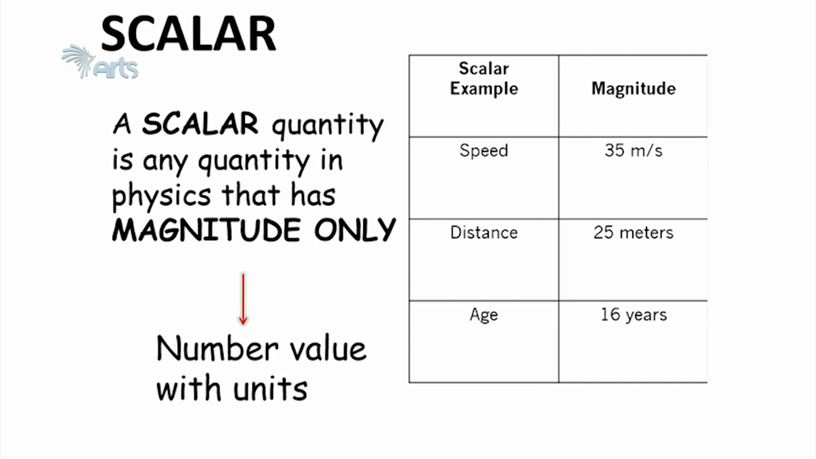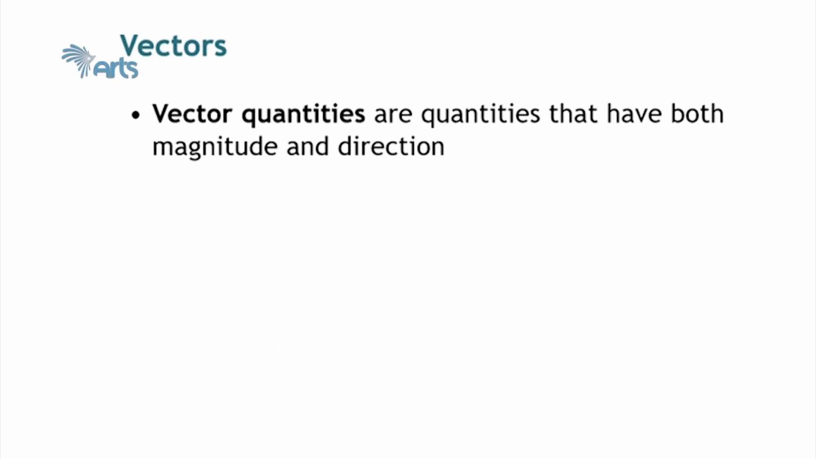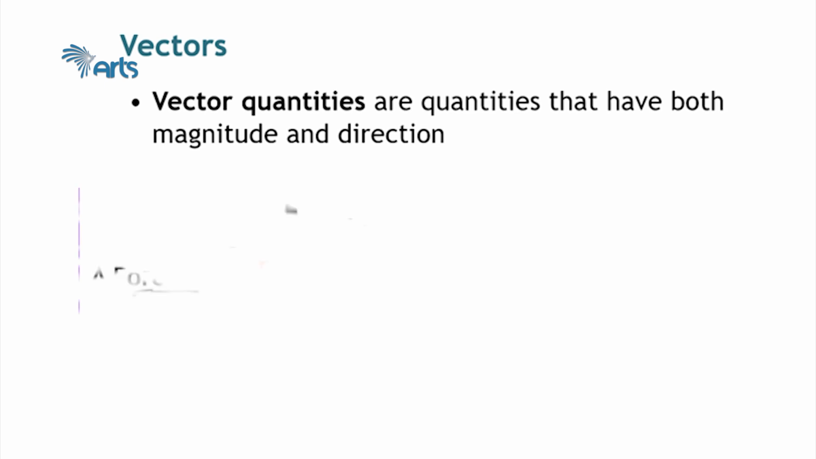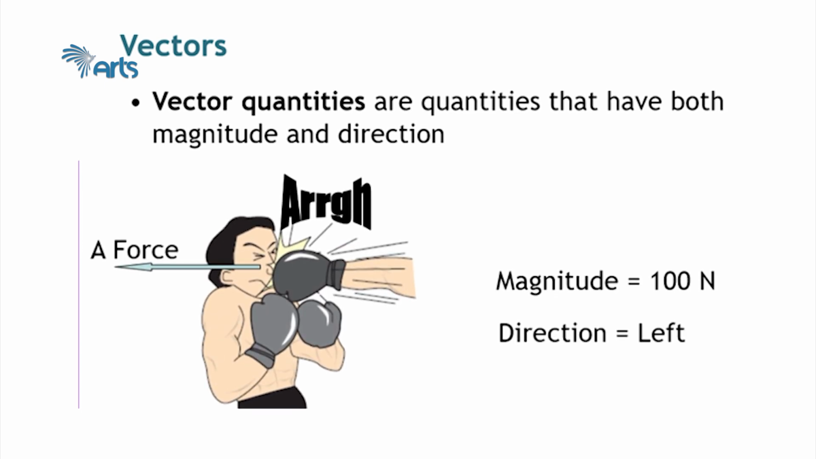The other type of physical quantities is vector. Vector quantities are quantities that have both magnitude and direction. For instance, as you can see from the screen, there is a force applied on the man which is 100 Newton in the left direction. So here there is a magnitude of 100 Newton in a direction towards left.